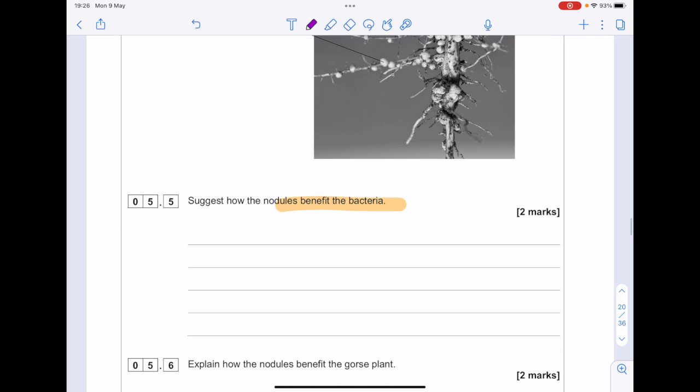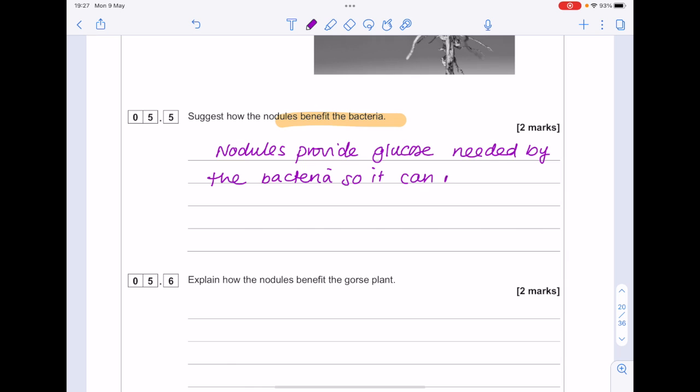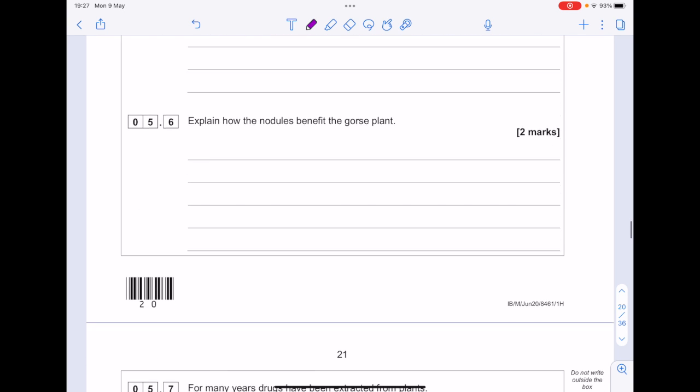Why would the bacteria be on the nodules? Well, let's say that the nodules provide something that the bacteria needs. Nodules provide bacteria with glucose, which is needed in the bacteria's respiration. Explain how the nodules benefit the gorse plant. Well, this is a good thing. Nodules allow bacteria to produce nitrates.